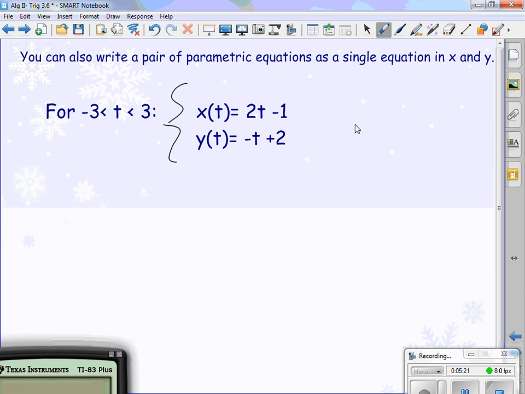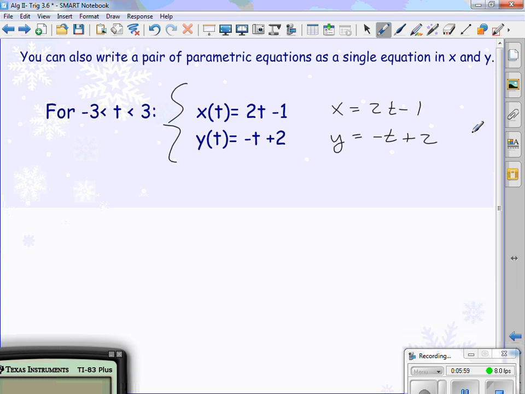Let's look at the exact same problem, but I'm going to show you how to do it algebraically. This x of t just means x equals 2t minus 1. This means y equals negative t plus 2. What am I going to do? I'm going to end up substituting one into the other. So I need to rearrange one of these two.